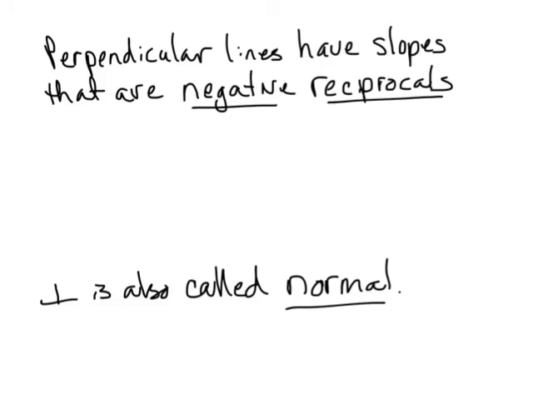So the next thing I want you to recall is the fact that perpendicular lines have slopes that are negative reciprocals. So you take the slope and you flip it, and if it started out as positive, you make it negative, or if you started out as negative, you make it positive. So if I start off with a slope of positive 2, then the perpendicular slope is negative 1/2.